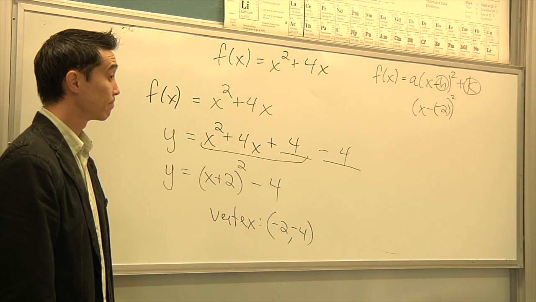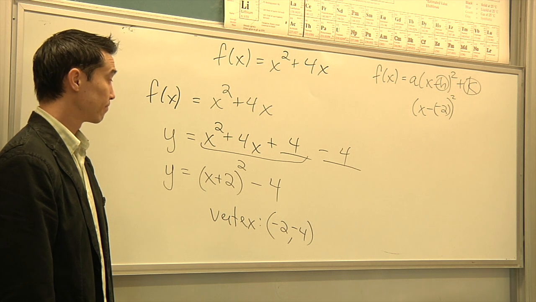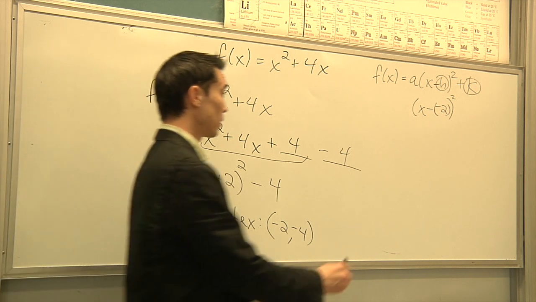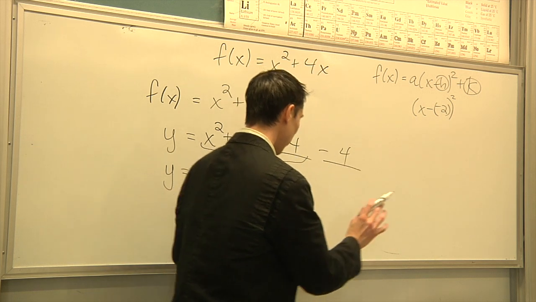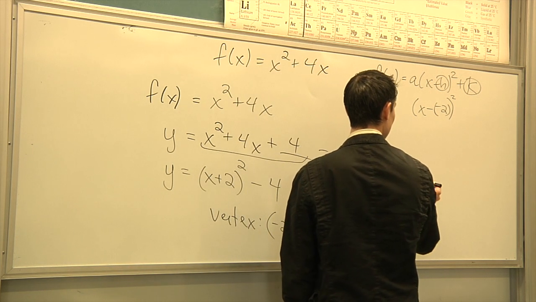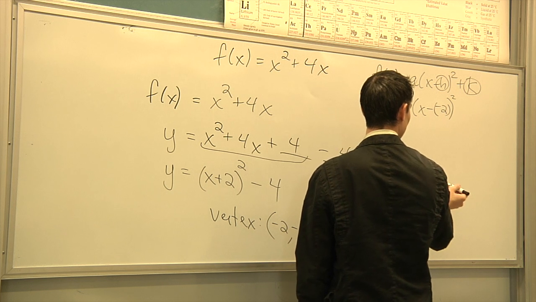Because what about the previous problem? The minus was already there. Yeah, so that's why. So what was the previous problem? y equals x minus 2 squared plus 3?